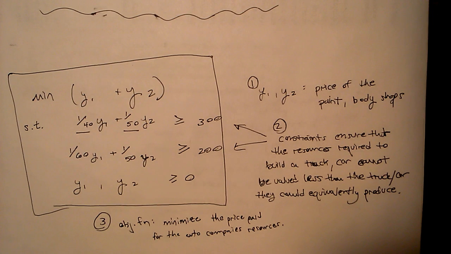So that's what you see here. I've boxed in the dual. It's min y1 plus y2. Then we have two constraints that enforce some relationship about y1 and y2, and y1 and y2 are positive.